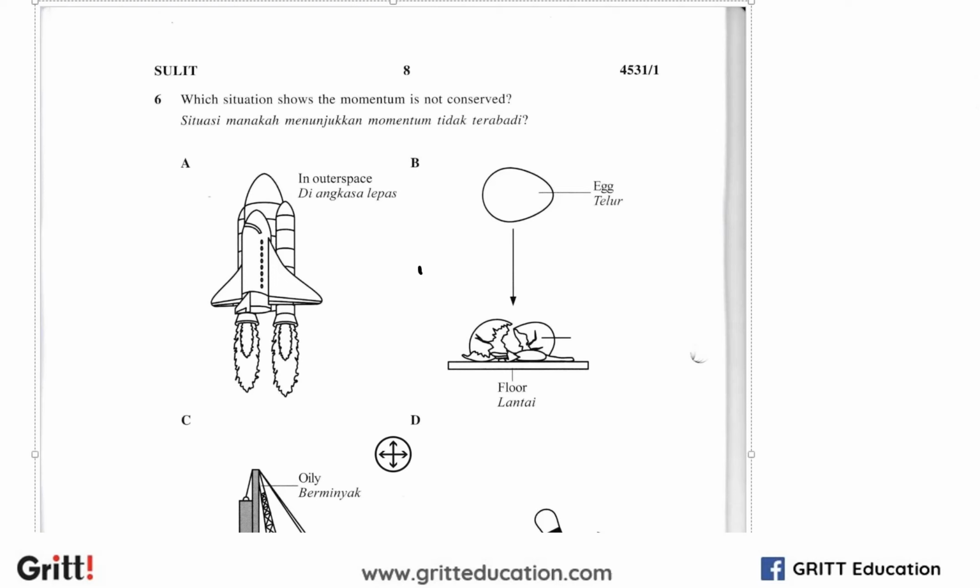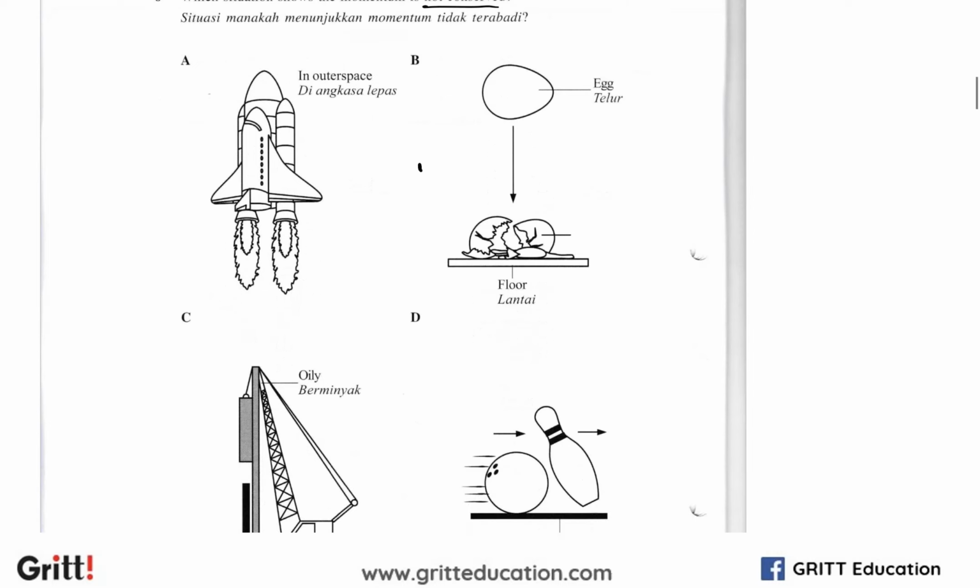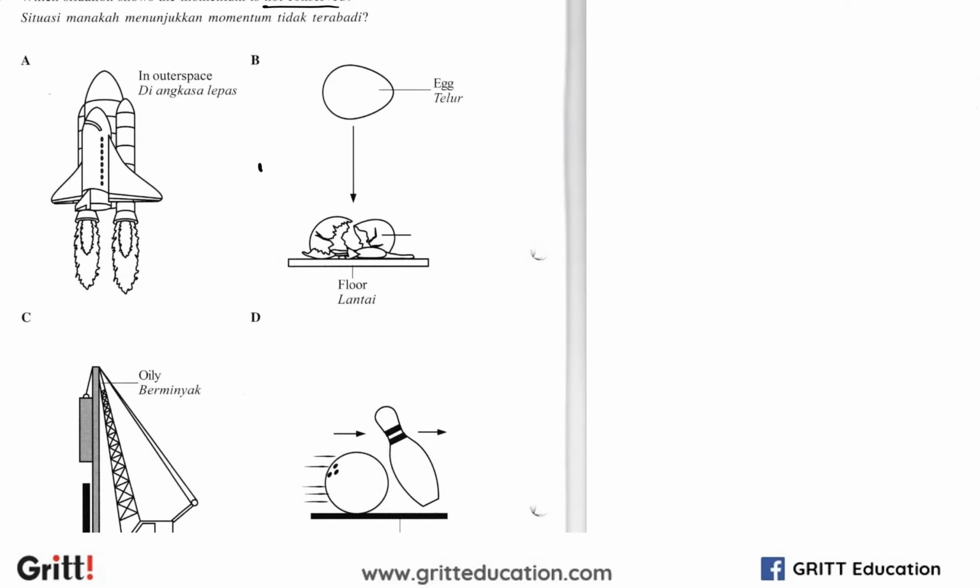Which situation shows the momentum is not conserved? So we're looking for something that has no conservation of momentum, something that does not actually follow the principle of conservation of momentum. The best way to do this is to identify whether it's one of these three types of collisions.